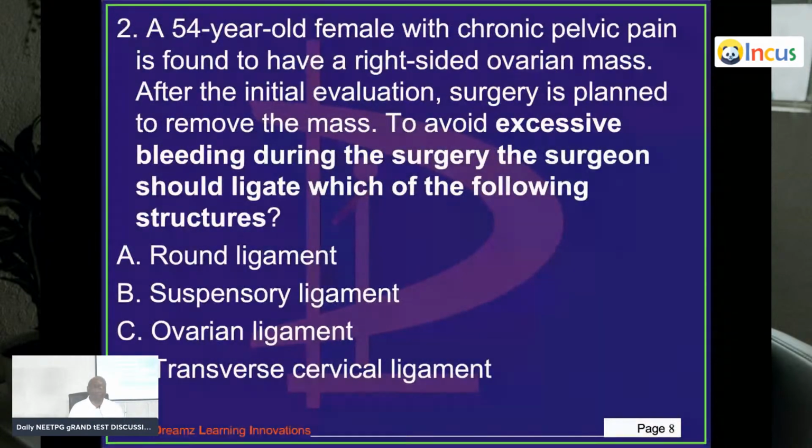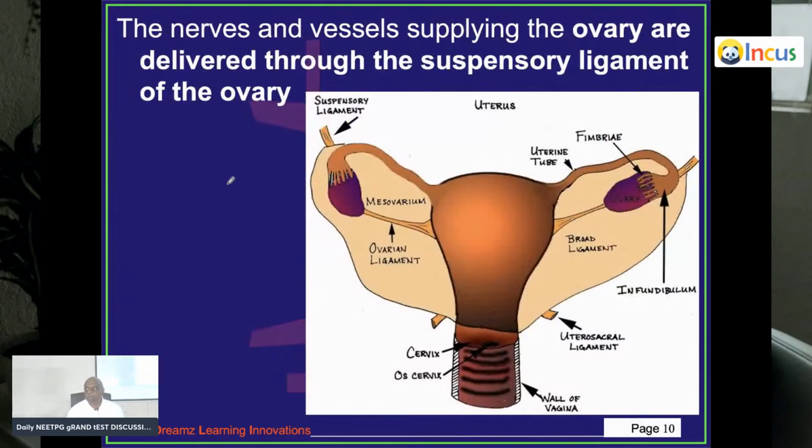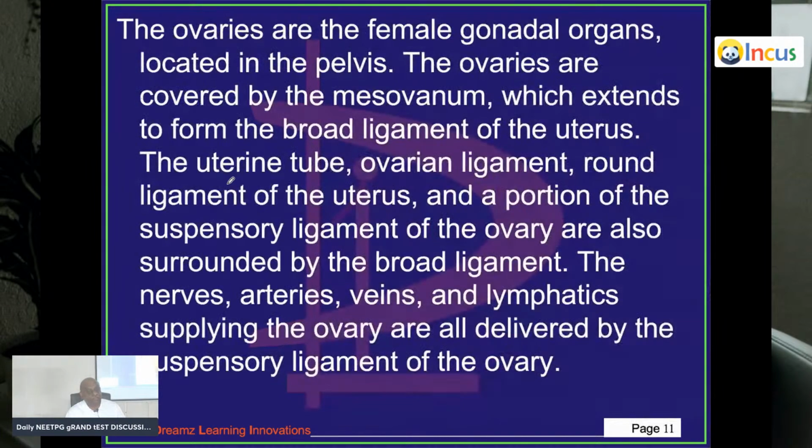Now, doctor, a 54-year-old female with chronic pelvic pain. To avoid excessive bleeding during surgery, what should you ligate? So you should remember it is the suspensory ligament. The nerves and the vessels which are supplying the ovary are all delivered through the suspensory ligament.